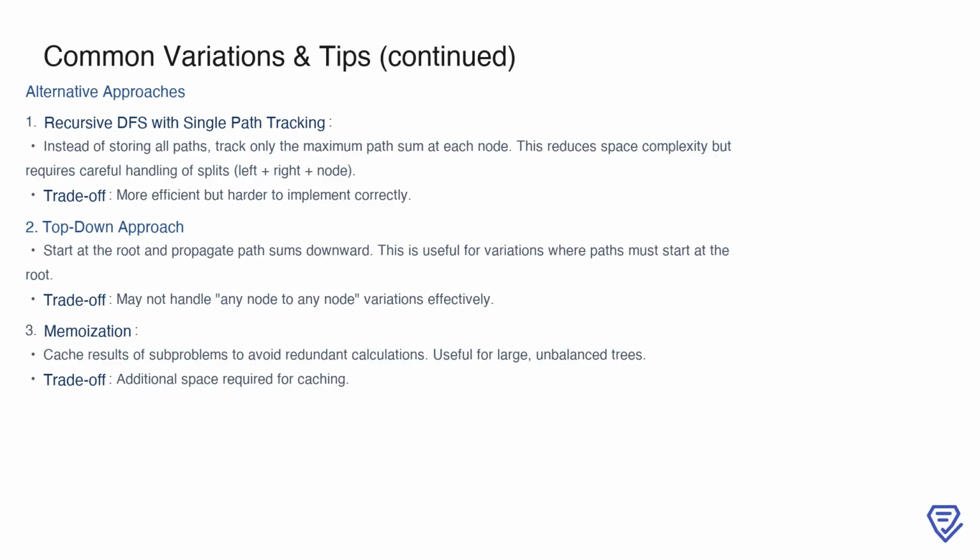Another option is the top-down approach, where you start at the root and propagate path sums downward. This is particularly useful for variations where paths must start at the root, though it may struggle with problems that allow paths to start and end at any node.